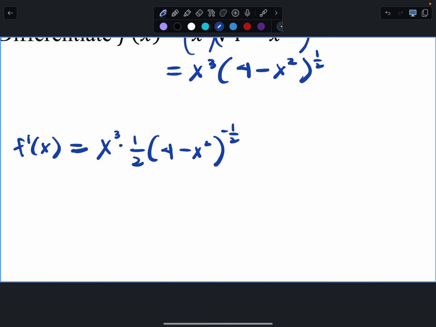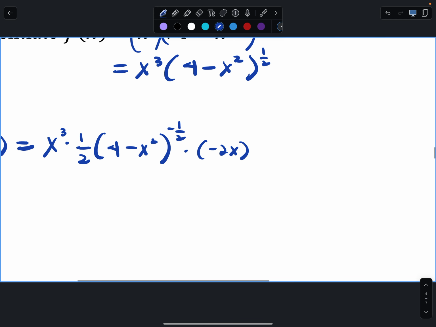Oh wait, why is that there? Oh, I put the negative half on the wrong one. Oh, it's negative and then you put a negative one. Now, so we can rewrite this as x times x squared, plus. Yeah, I'm not gonna put the negative.